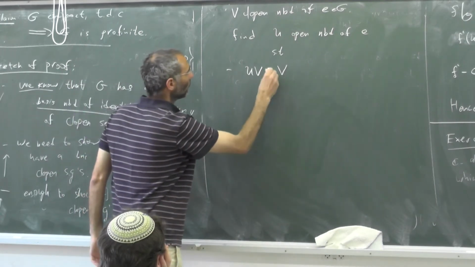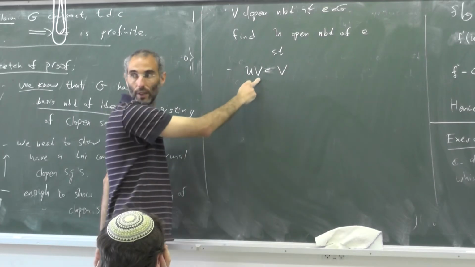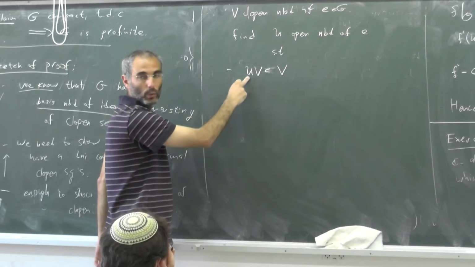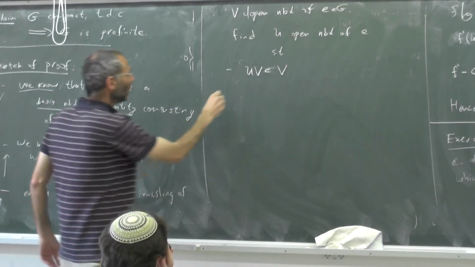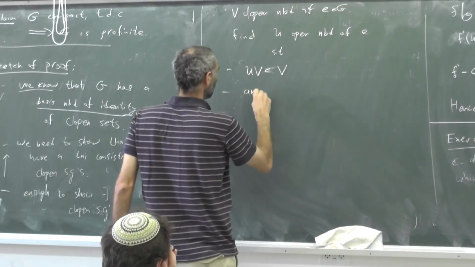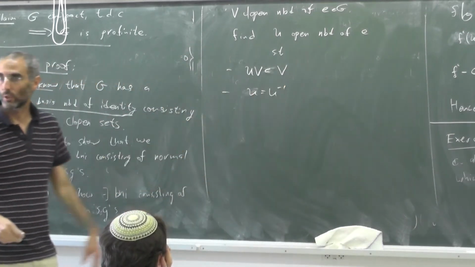So actually it will be open. Actually, of course, since one is here, I will have equality. And maybe take U to be symmetric, U equals U inverse, by taking the intersection of U and its inverse.